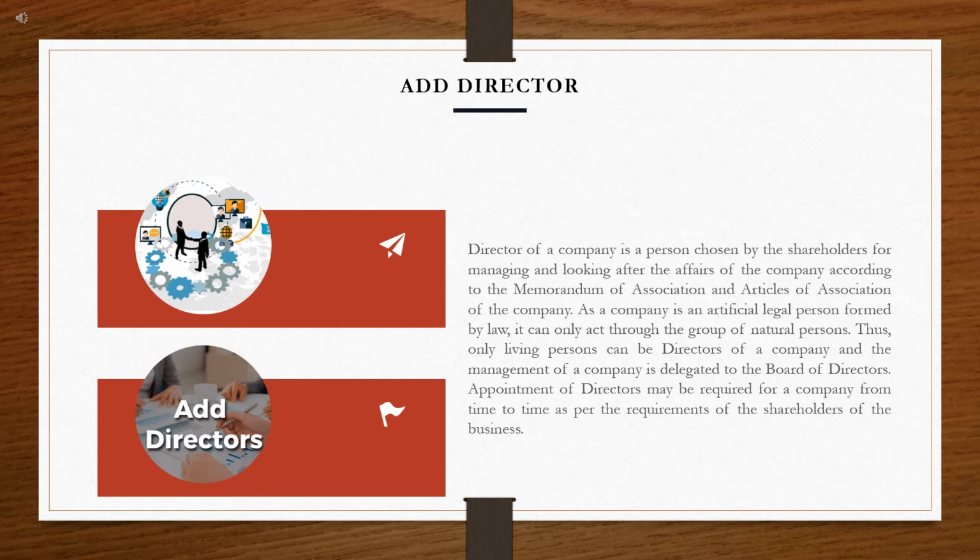Types of director in a company to be appointed: Managing Director, Executive Director, Ordinary Director, Additional Director, Alternate Director.